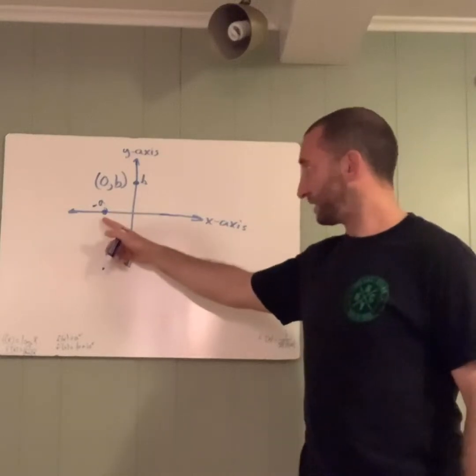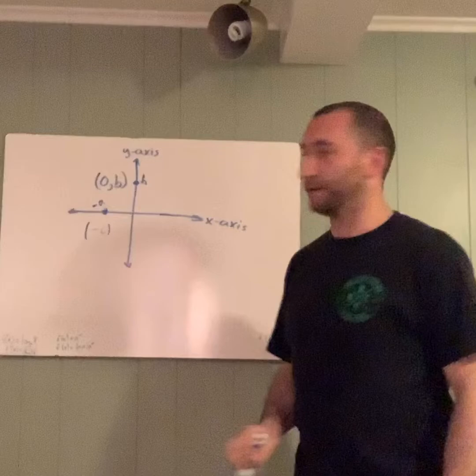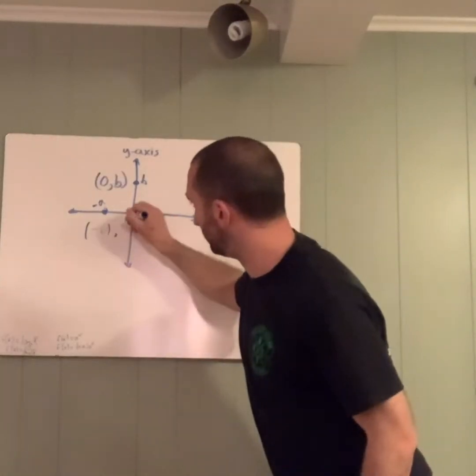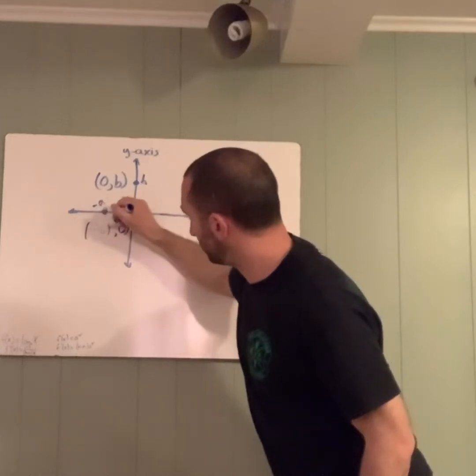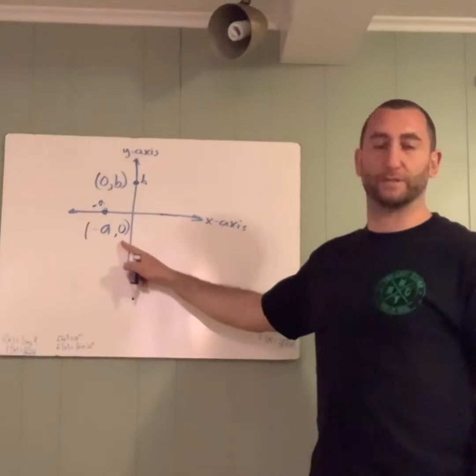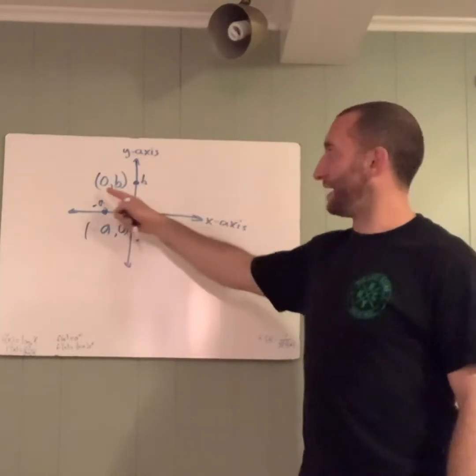So, if I'm over here, I moved over negative a, and have I gone up or down at all? Nope. So that would make this a 0. But no matter where I am on this line, my y value is always going to be 0. Just like no matter where I am on this line, my x value is going to be 0.